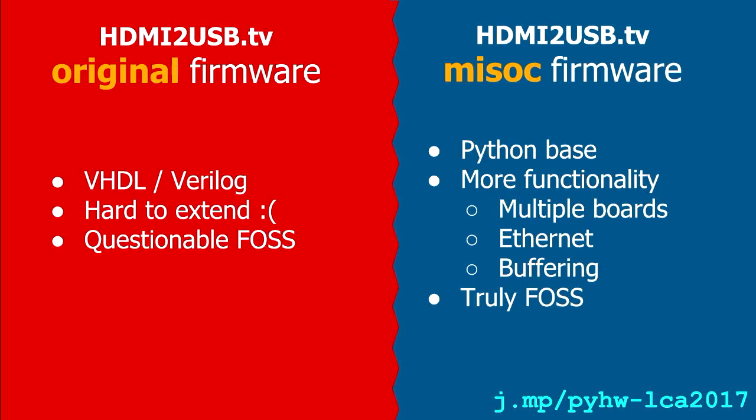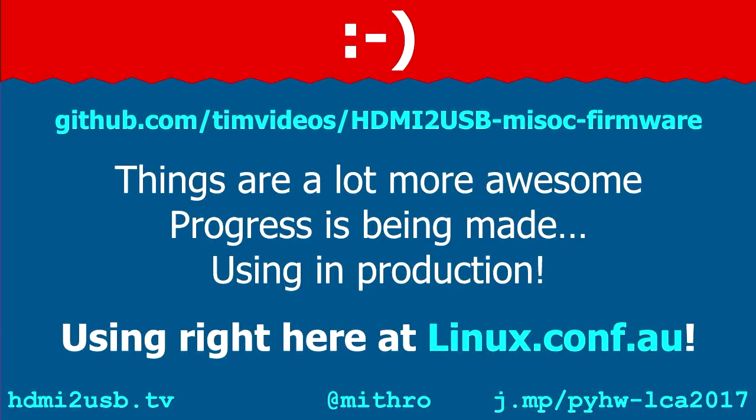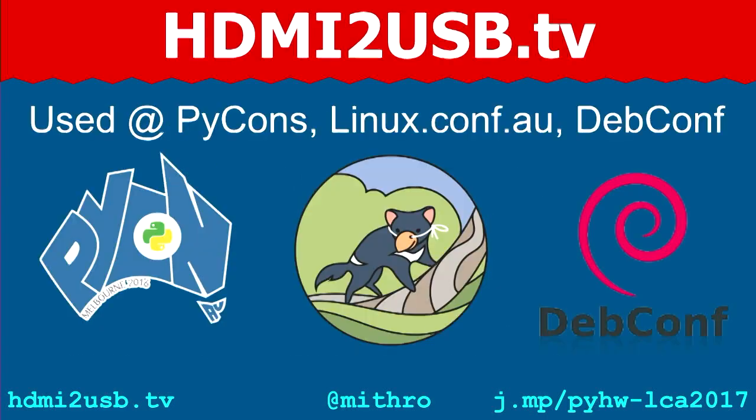And the other great thing is that we weren't using any of these blobs that had licensing problems. All of the stuff was truly available under a BSD/MIT style license. So that was really good. And we're using it in production. Right here at linux.conf.au, we are capturing and live streaming the conference using the firmware that was developed as part of this.